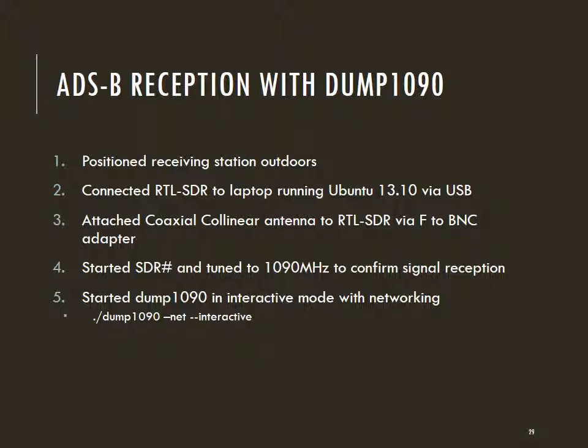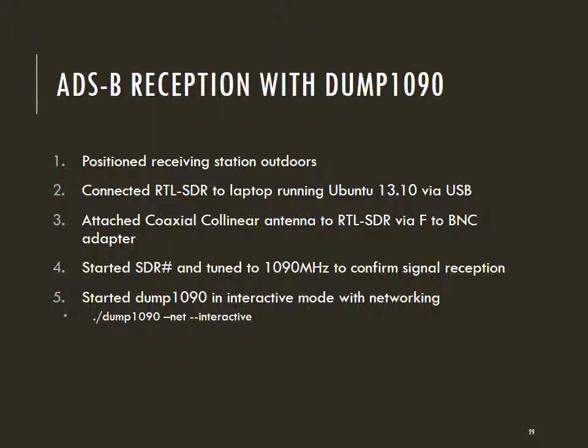Second, we used a laptop running Ubuntu 13.10 and connected our RTL SDR device via USB. Third, we attached our collinear antenna to the RTL SDR with a BNC adapter, and additionally we used about a 5-foot length of coax cable to give us extra height when we mounted our antenna.